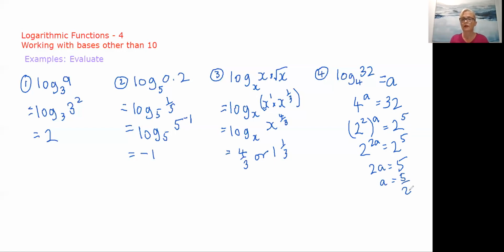Now, in the next video, I will be talking about the change of base rule, which will enable us to solve this one without having to go back to index notation. So just bear with me for that one.